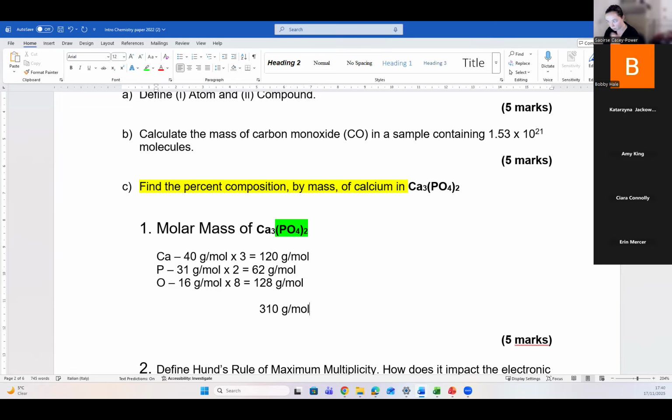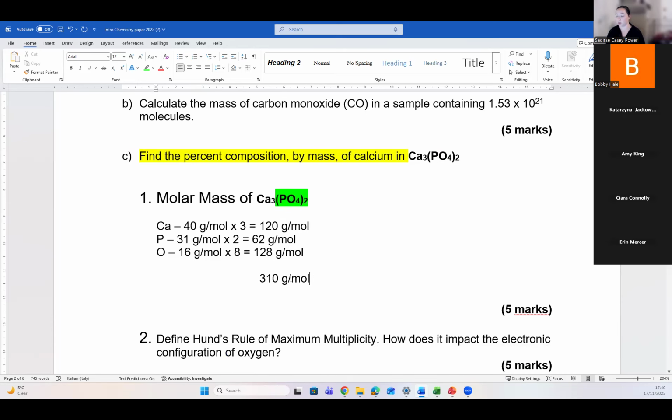Okay, perfect. So for that alone, guys, I know it hasn't answered the question yet, but for that part alone, you will be getting half of the marks available. If you just stop there, you would get 2.5 marks for that. That's why I always recommend, even if you have no idea where to start the actual question, to always start with the molar mass of whatever you're working with, because you will get marks for that.